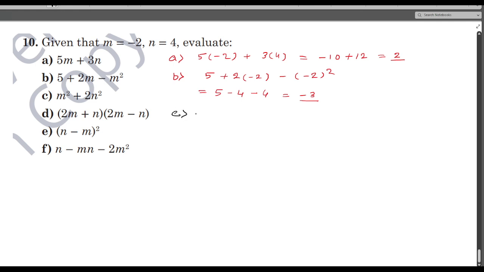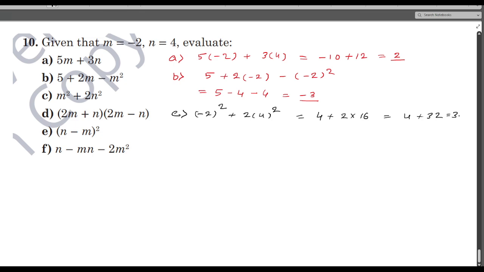C: C is m square plus 2n. So m is what? -2. -2 square plus 2n, where n is 4. So 4 square minus 2 square is your 4, and plus 2 times 4 square is 16. So your result is 4 plus 32. 4 plus 32 is 36.